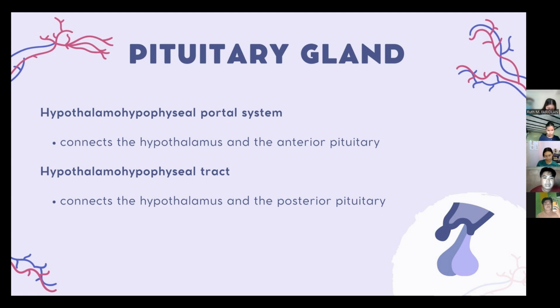Next is the hypothalamo-hypophyseal tract. It connects the hypothalamus and the posterior pituitary. Its function is to carry the hypothalamic nerve hormones, oxytocin and antidiuretic hormone, to the neurohypophysis, where they are stored and released upon the body's needs.